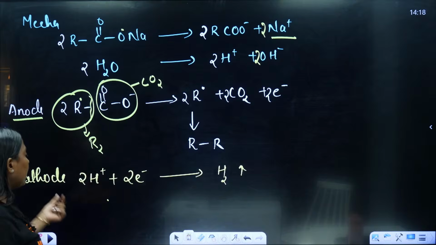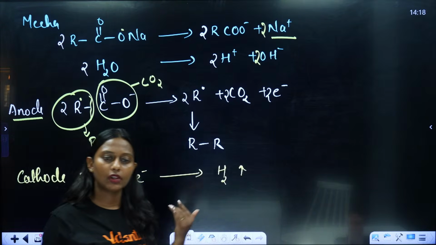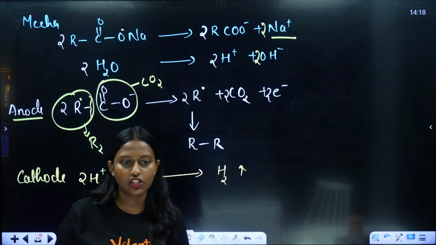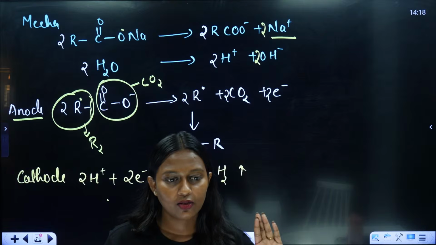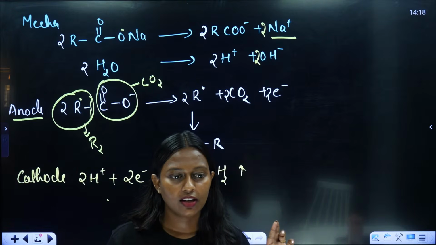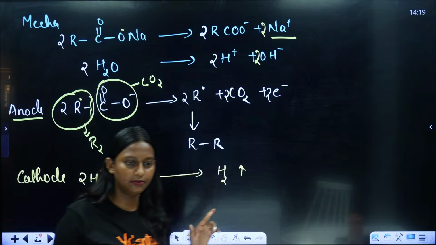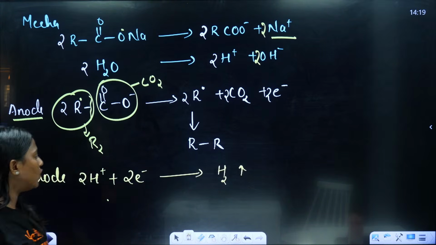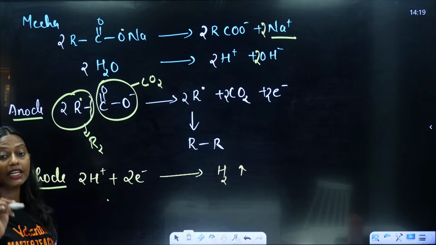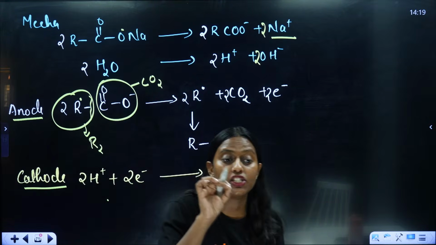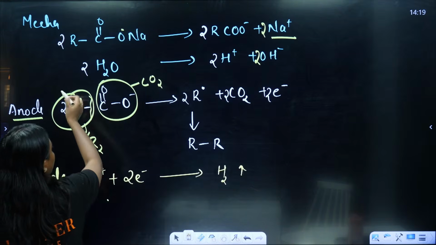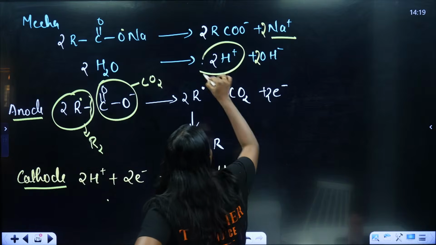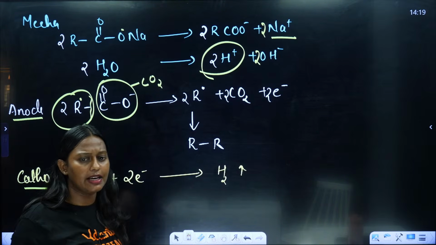Clear? In the cathode, what can you see? Anions at the anode, cations at the cathode. I am teaching organic only. So in the cathode you can see cations. Cation means positive charge. The positive species here is H plus. H plus is there. So what will happen?